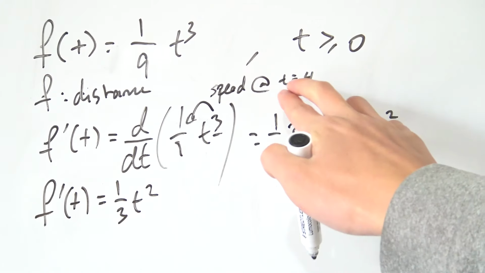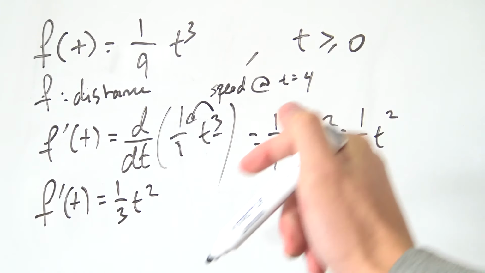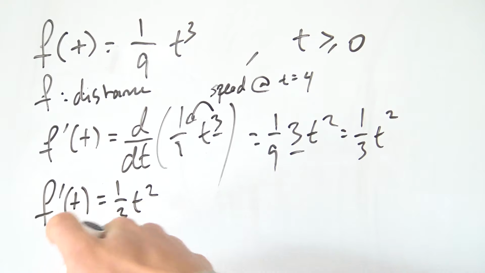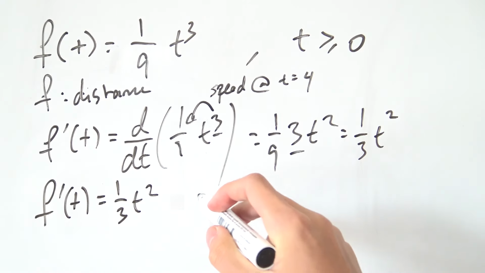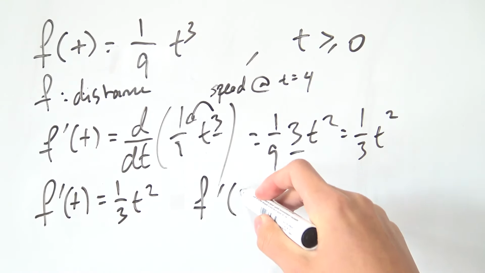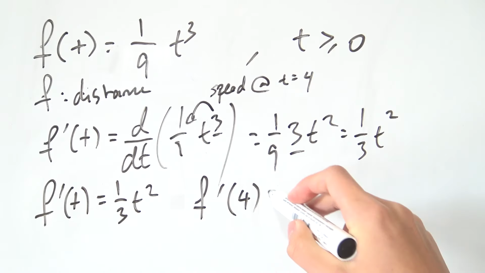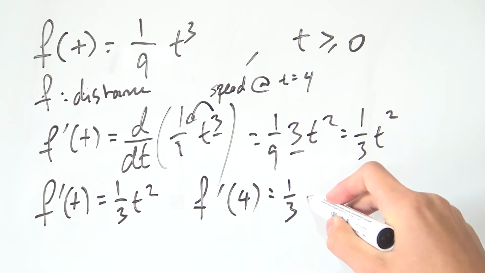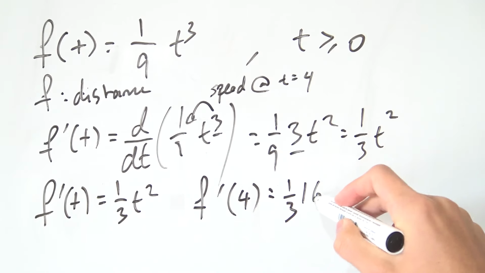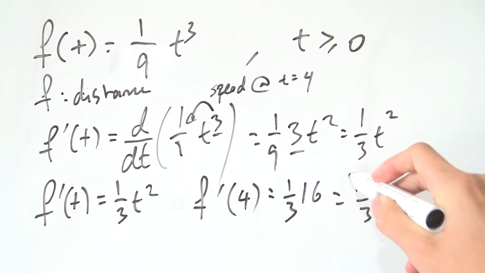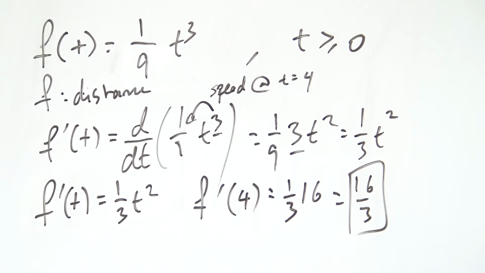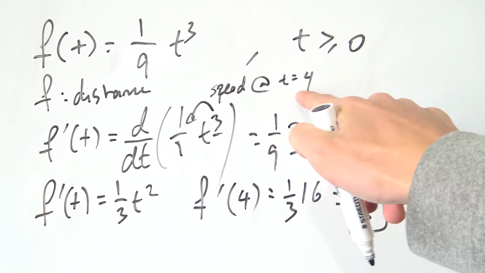And if we want to find the speed of our car at the time t equals 4, all we need to do is plug 4 into our speed function right here. So f prime evaluated at the time equals 4, that's going to give us 1/3 times 4 squared, that's 16. And that's going to be 16/3. So 16/3 is the speed of our car at the time t equals 4.